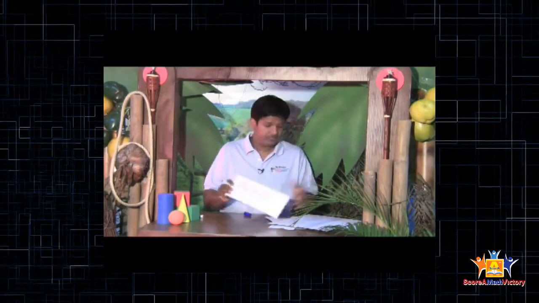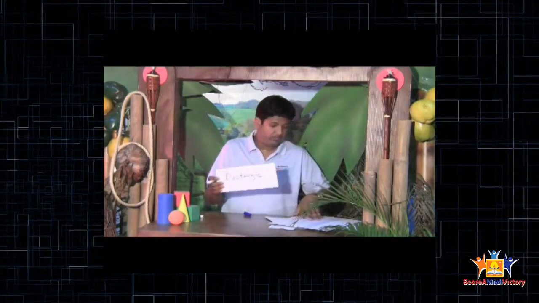So let's write that down. Rectangle. It doesn't matter, a rectangle can be any size. It doesn't have to be a certain size. This is smaller than this, but still it's a rectangle.